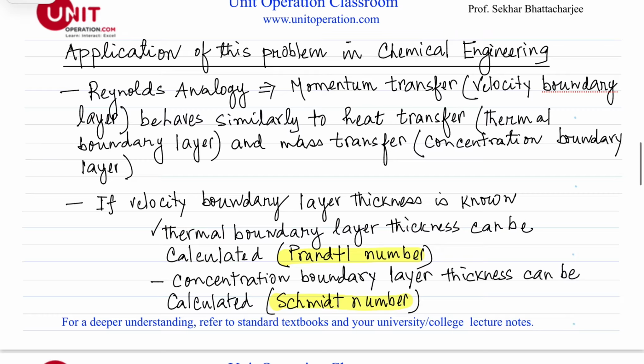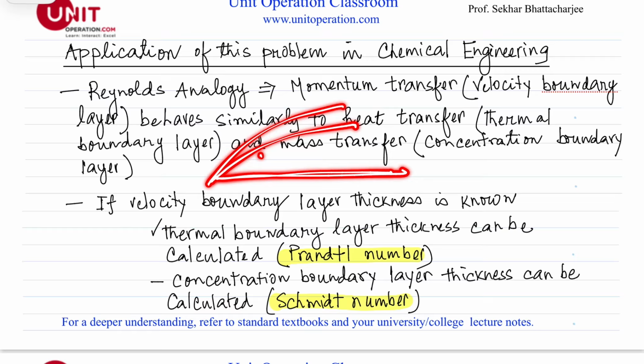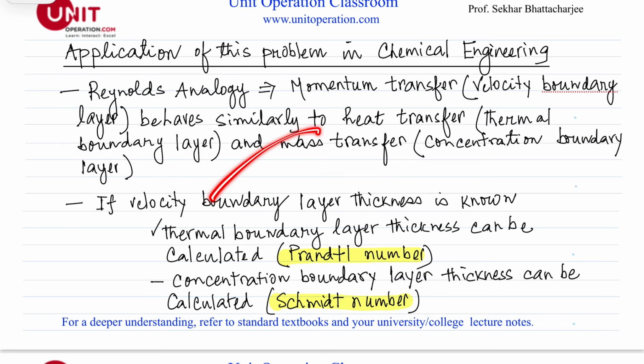Now let's look at the application of this problem in chemical engineering. The boundary layer concept has importance well beyond momentum transfer. In momentum transfer, viscosity causes momentum to diffuse away from the surface, producing a velocity boundary layer, which we rightly see. Okay. Similarly, thermal diffusivity causes heat to diffuse to the fluid, producing a thermal boundary layer. Similarly, molecular diffusivity causes a species to diffuse to the fluid, producing a concentration boundary layer.